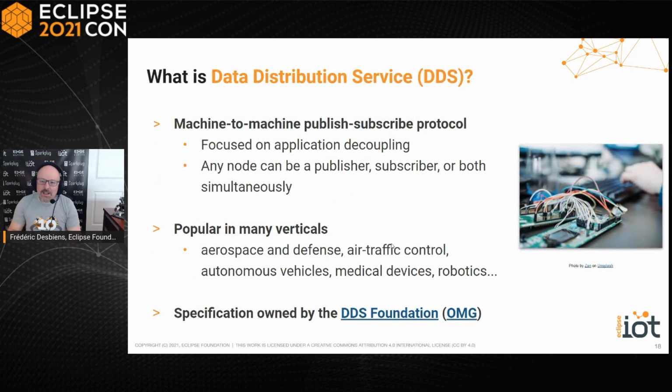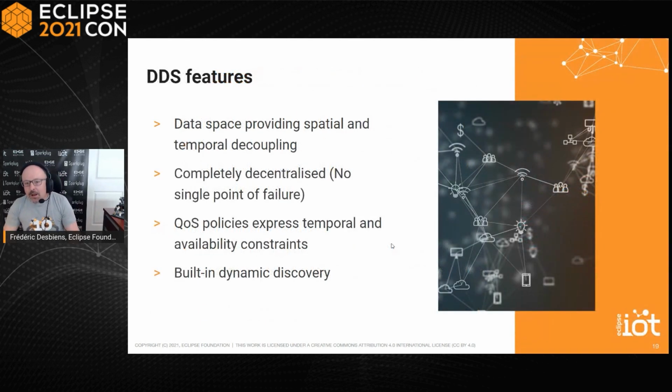DDS now. DDS is really a machine-to-machine publish subscribe protocol, and when we say machine-to-machine, it's really that you are building meshes with the protocol. So any node can be a publisher, a subscriber, or both simultaneously. And it's popular in many verticals right now, like aerospace, defense, air traffic control, robotics. And the specification lives under the DDS Foundation, which is a subcomponent of the OMG.